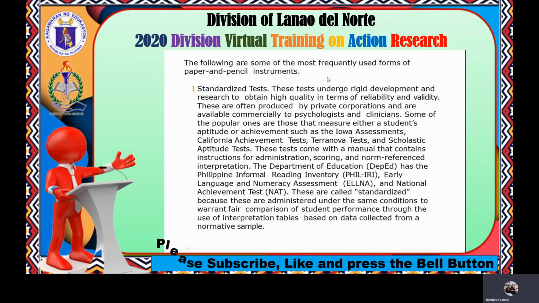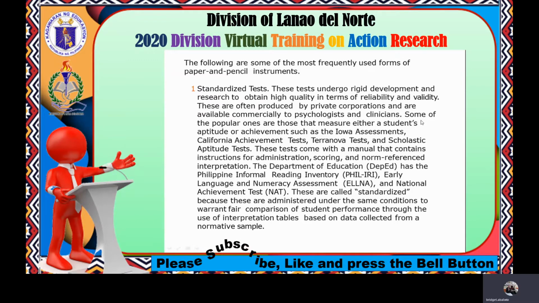First one is the standardized test. So this is common to us. We are undergoing this. We are using this one. These tests undergo rigid development and research to obtain high quality in terms of reliability and validity. These are often produced by private corporations and are available commercially to psychologists and clinicians.